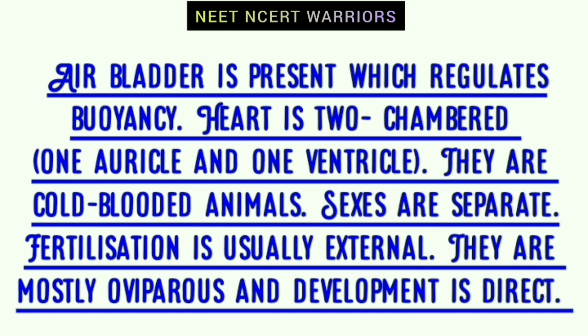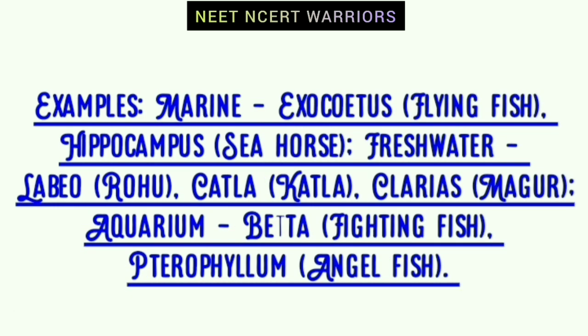Heart is two-chambered, one auricle and one ventricle. They are cold-blooded animals. Sexes are separate. Fertilization is usually external. They are mostly oviparous and development is direct. Examples: marine Exocoetus, flying fish, Hippocampus, seahorse, freshwater Labeo, rohu, Catla, catla, Clarias, magur, aquarium Betta, fighting fish, Pterophyllum, angelfish.